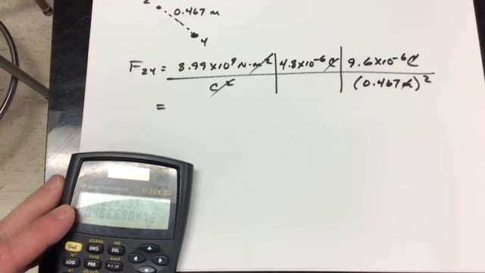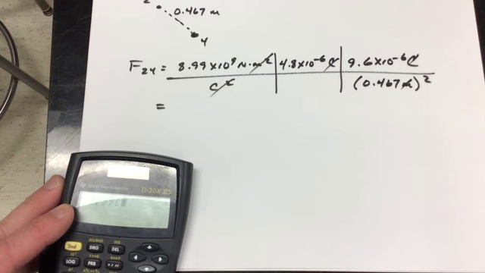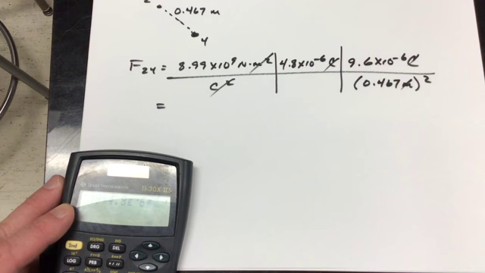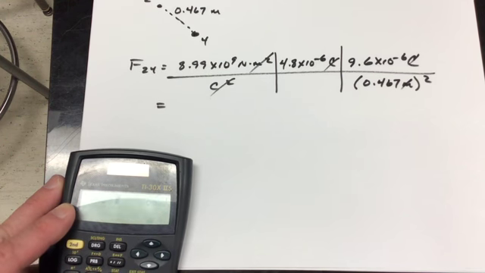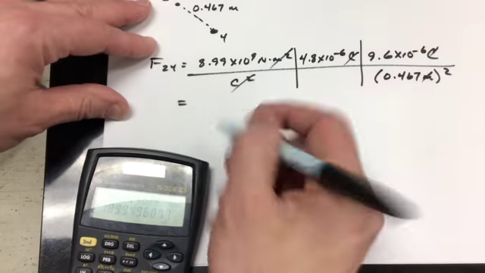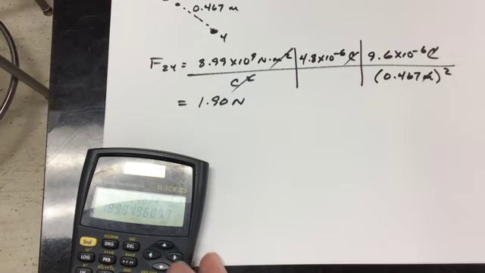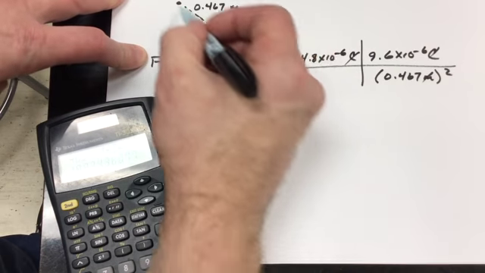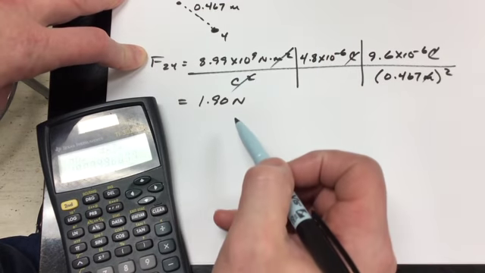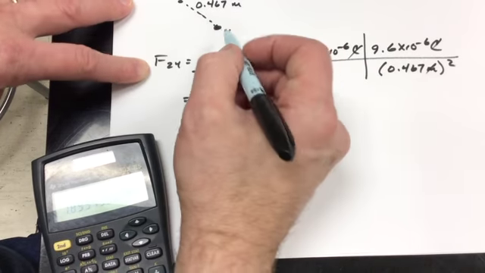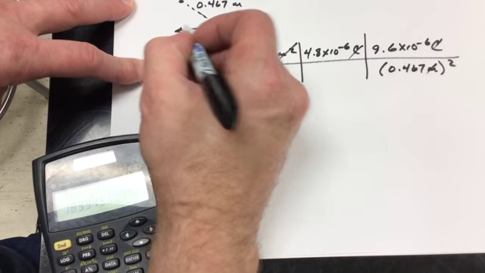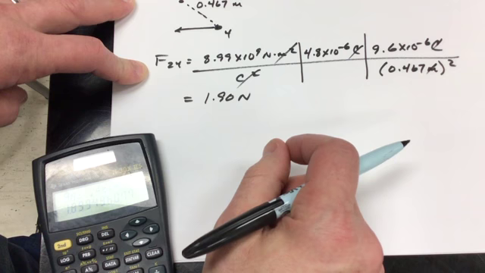All right, so 8.99 times 10 to the 9 times 4.8 times 10 to the minus 6 times 9.6 times 10 to the minus 6, divided by 0.467 squared. We're getting 1.899, 1.90 newtons. Okay, so that's the straight line path, right? That's the straight line force. But remember, we're doing it like vector problems, so we're going to find the x and the y components.